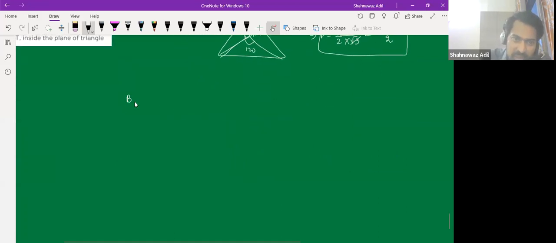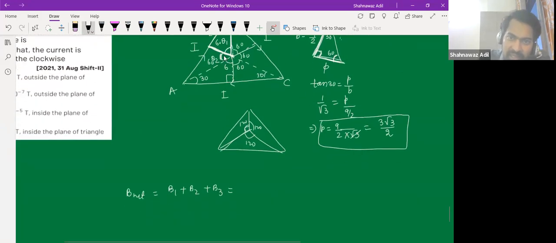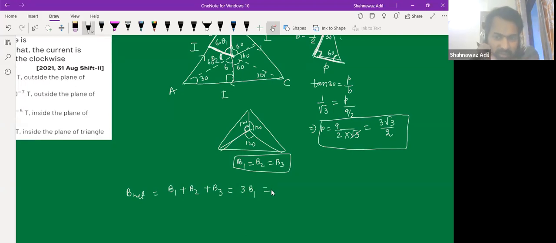B net would be B1 plus B2 plus B3, and we see that the angles are the same and these distances are the same. So B1 would be equal to B2 would be equal to B3. So I can write this as 3B1. Is that clear, guys?